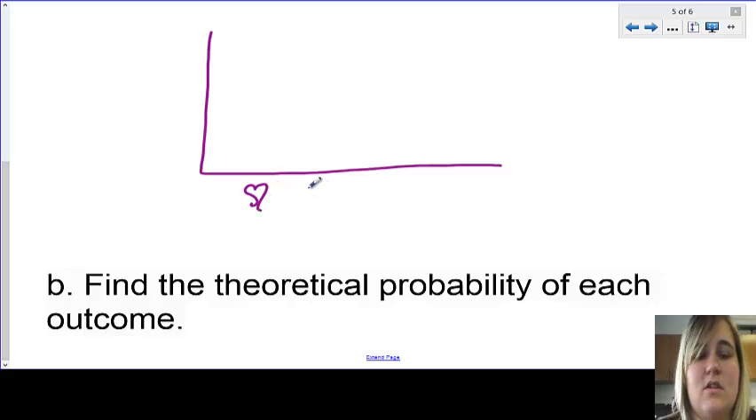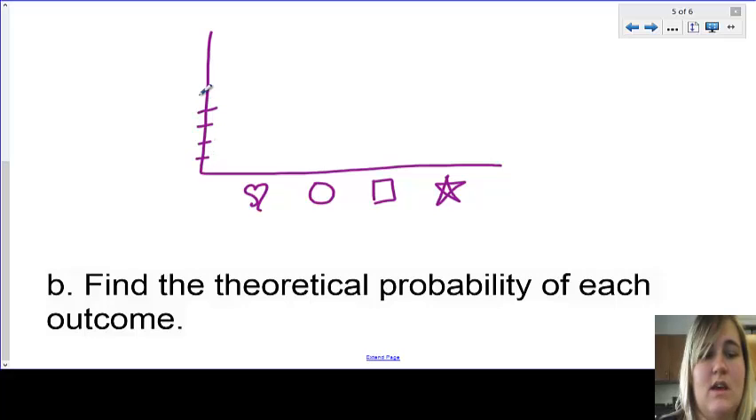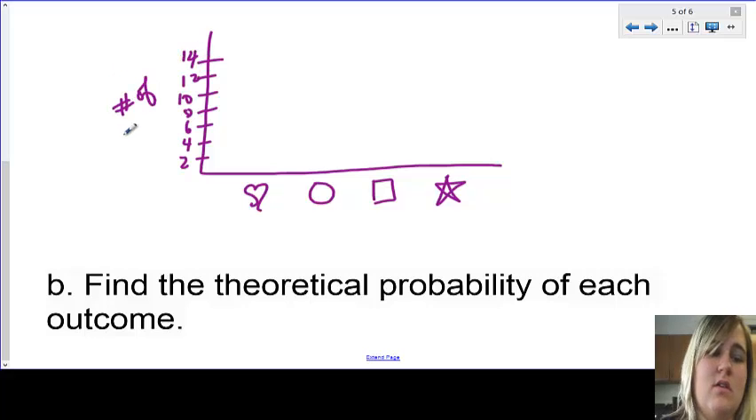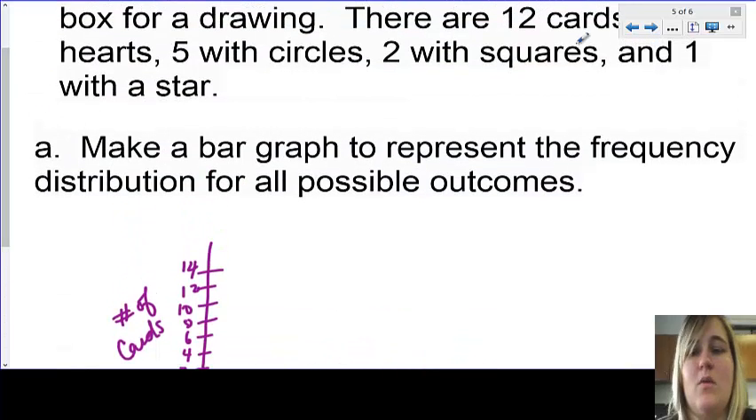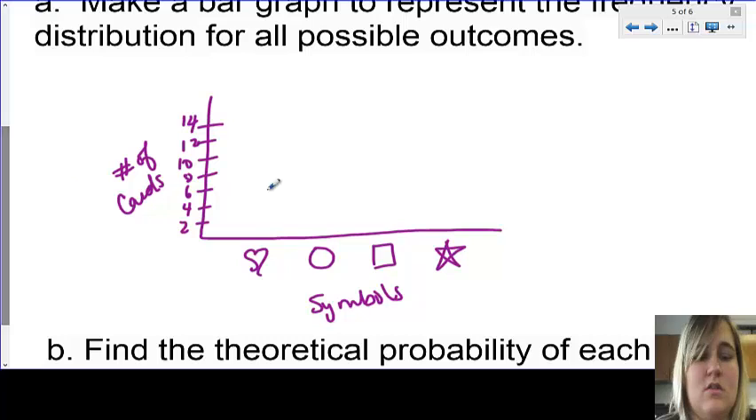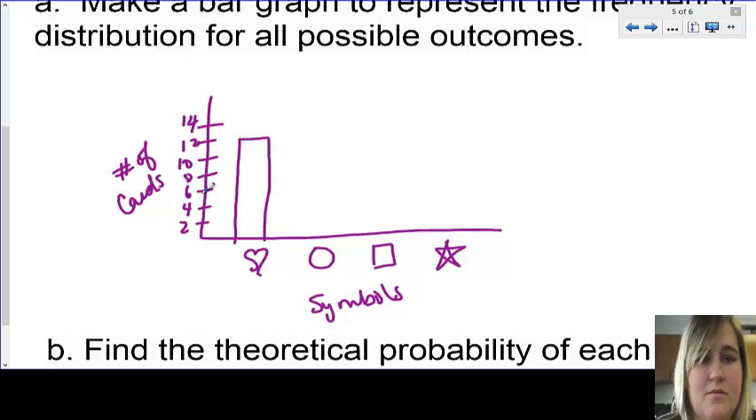So I have hearts, circles, squares, and stars. And I'm going to go 2, 4, 6, 8, 10, 12, 14. Okay, and this is the number of cards. These are the symbols on the card. Okay, so hearts, there were 12 cards with hearts. So for the hearts, I'm going to go up to 12, make my bar, bring it down.